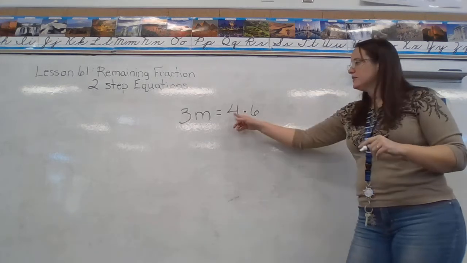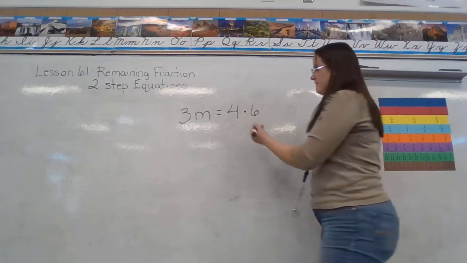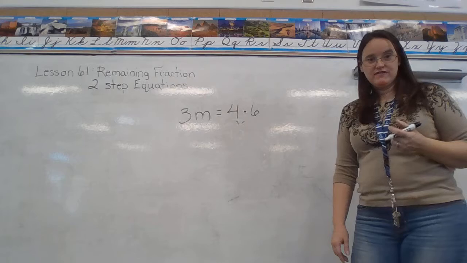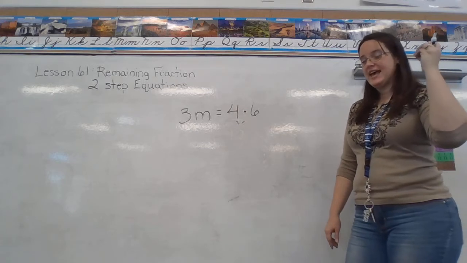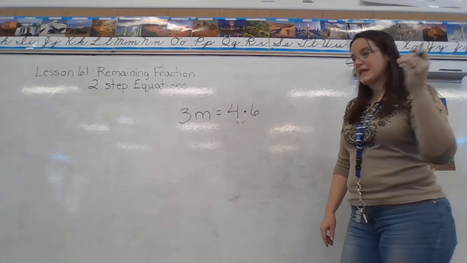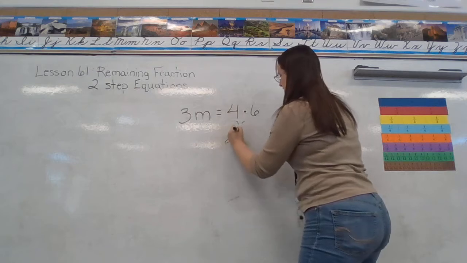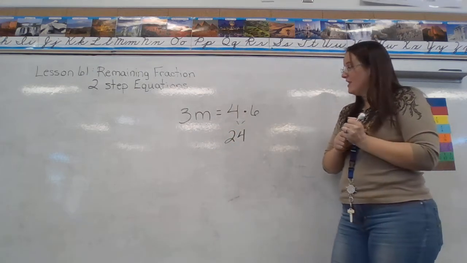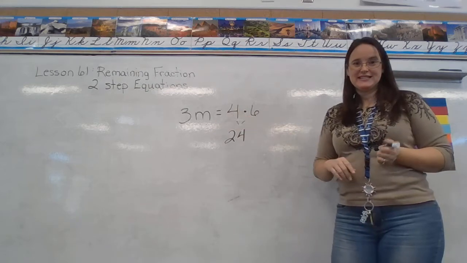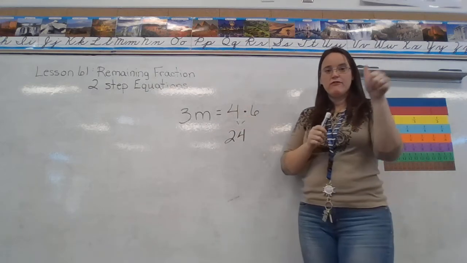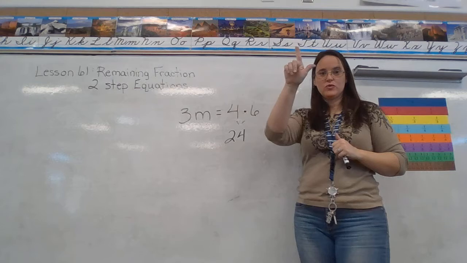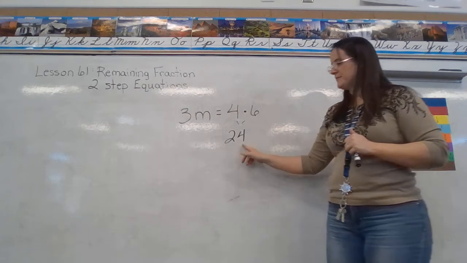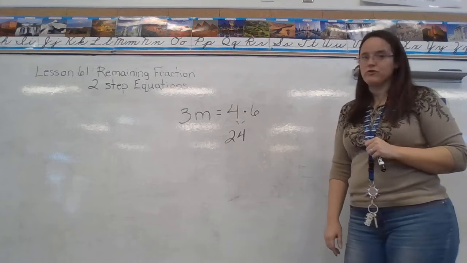Step 1, we have to figure out what is 4 times 6. So hopefully you've got your multiplication facts memorized and you can say, what is it? 24. If you didn't have them memorized, you could count either by 4s or by 6s. Let's count by 4s. 4, 8, 12, 16, 20, 24. 4 times 6 is 24.